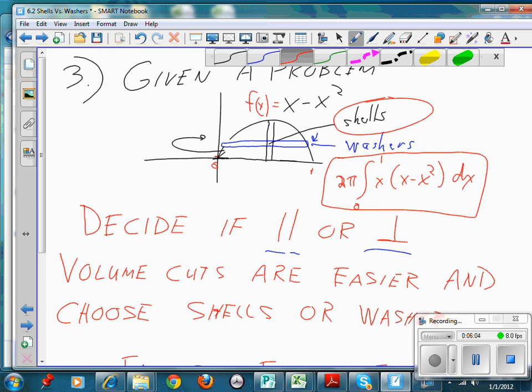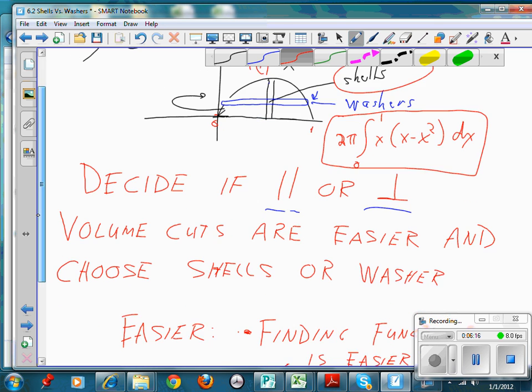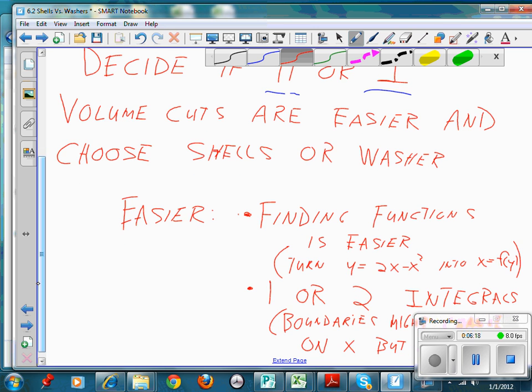Easy shell game. I've had students who just don't like the shell game and try to use everything in washers. You're going to get in trouble, because that's going to be a hard problem. Possible, but a difficult problem. And sometimes finding functions is easier. So what's maybe the summary? Finding functions is easier, and sometimes you'll find you need one or two integrals depending on which way you go.